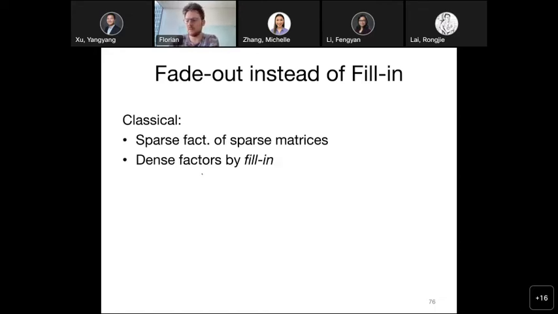And so for that, it's helpful to remember that in the literature on sparse LU and sparse Cholesky factorization, there's this phenomenon called fill-in, where people typically observe that even if you start with a sparse matrix, as you're doing your factorization, the factors will become denser and denser. So something like you see here, right? You start with a sparse matrix, but its Cholesky factors are going to be dense.